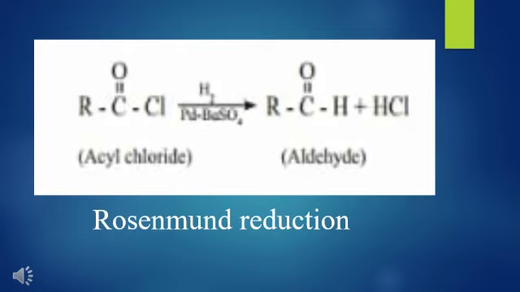All of you know what is reduction. Redox means reduction and oxidation. Reduction means gaining of electron or gain of hydrogen, and oxidation means loss of electron or gain of oxygen. In this reaction, gain of hydrogen occurs. In place of chlorine, hydrogen is substituted and it gives the aldehyde group. So this reaction is a reduction reaction and is also known as Rosenmund reduction reaction.